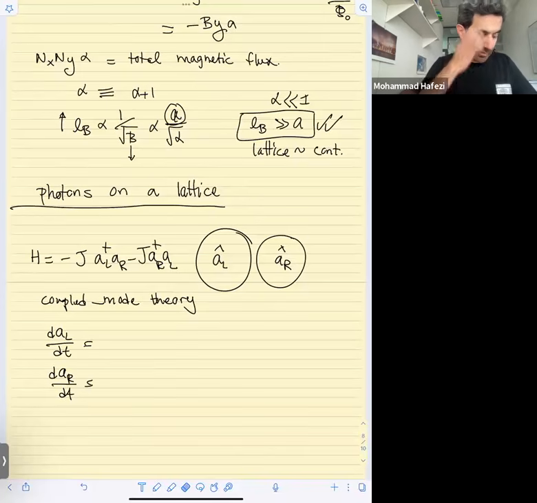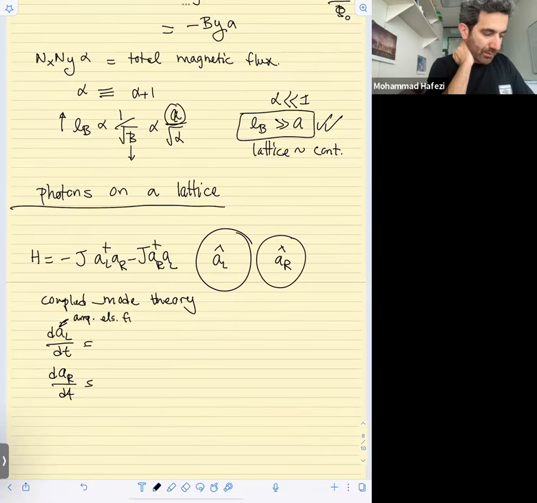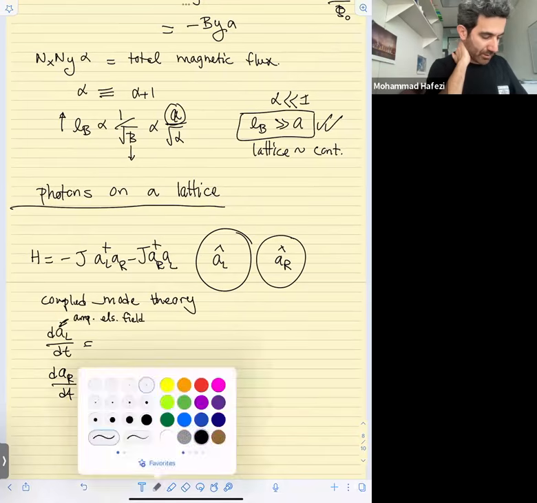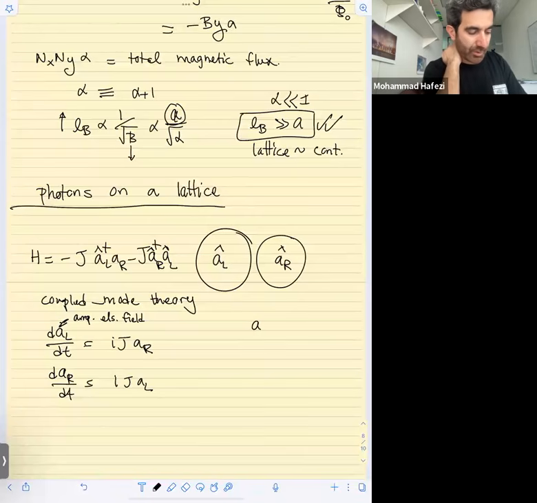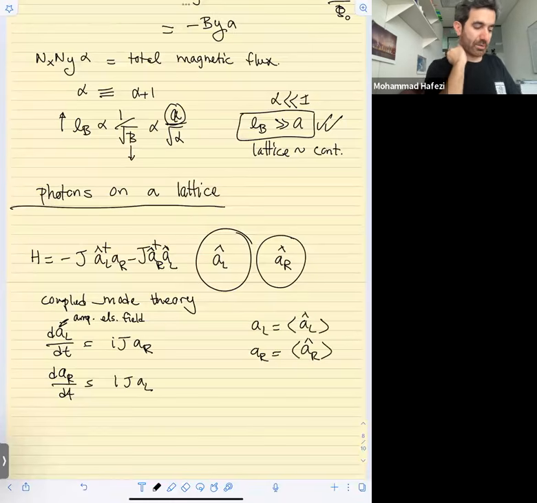and now this AL, if I want this in the classical physics, that will be the amplitude of the electric field in resonator left and resonator right. In order to relate it to the quantum mechanics, you are basically assuming that you have a coherent state in each of them. So AL is nothing but the expectation value of this operator in that resonator, and AR, the expectation value of A in that resonator. So for a coherent state, you see that this is just obvious.